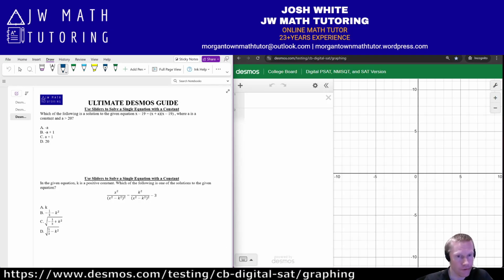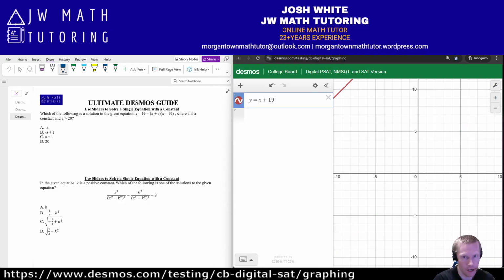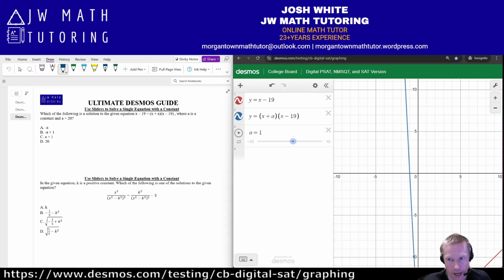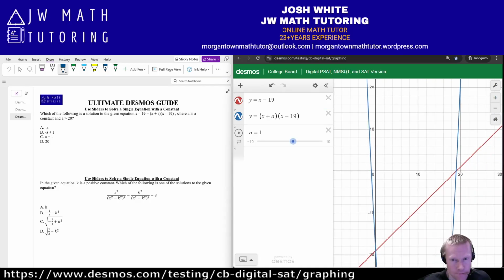Okay, so for the first one here, you're given this equation. Again, notice it has a constant in it right here, a. And a is greater than 20, and it says, which of the following is the solution to this equation? So going through the basic approach, I'm going to graph y equals the left side, which is x minus 19. I'm going to graph y equals the right side, which is x plus a times x minus 19. I'm going to add a slider for a. Let me just zoom out here.